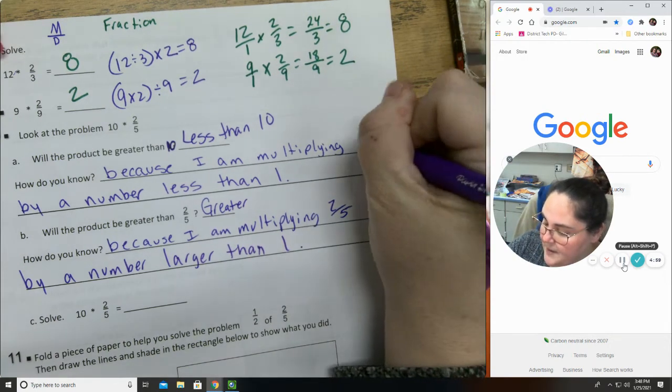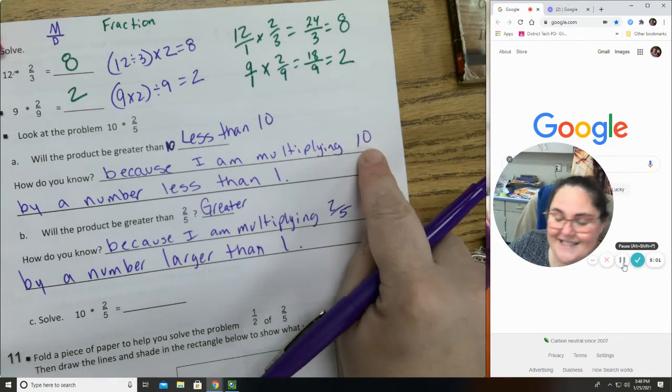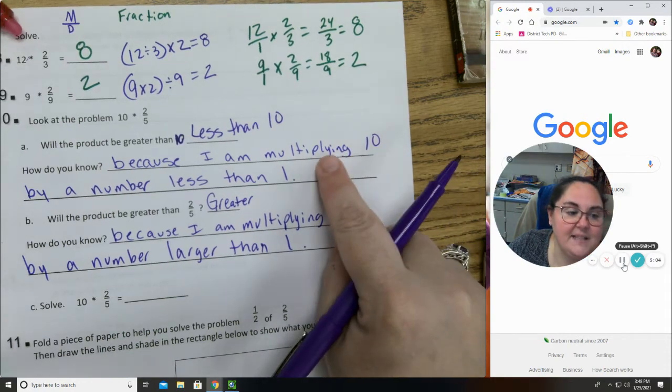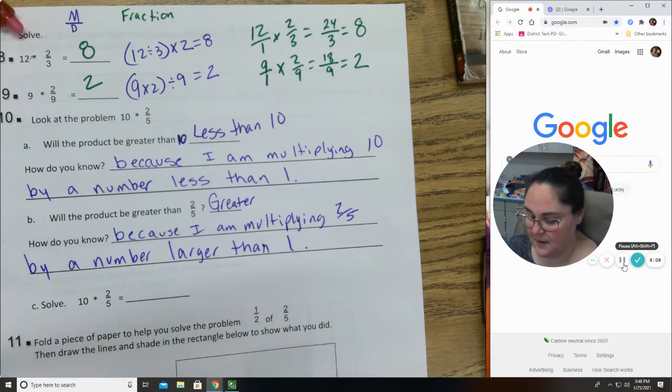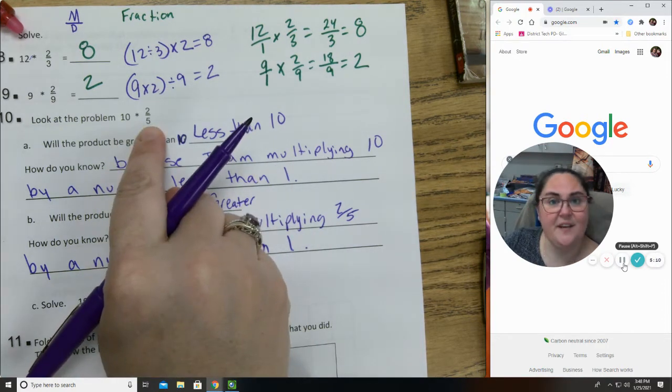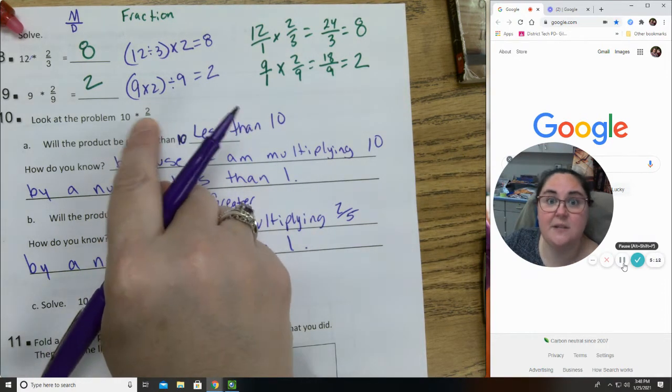So I'm going to go back up here to the first one. I'm going to say I'm multiplying my 10 by a number less than 1. I'm multiplying 2/5 by something larger than 1. I'm taking 2/5 times 10. It's going to be bigger than 2/5.